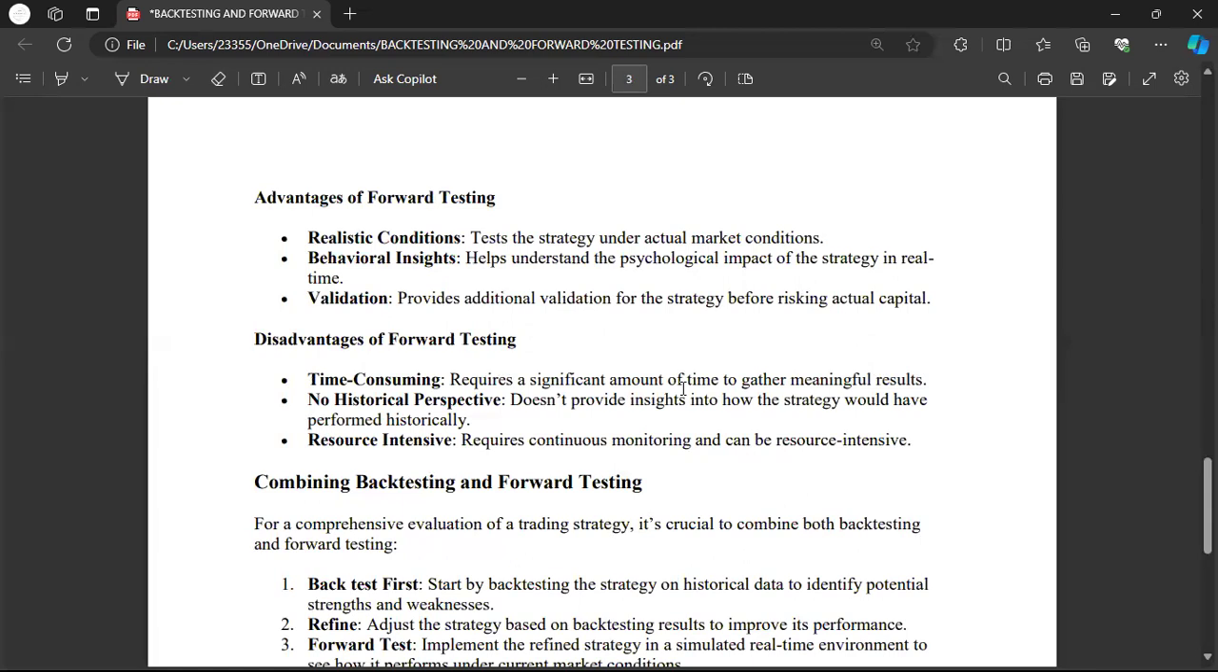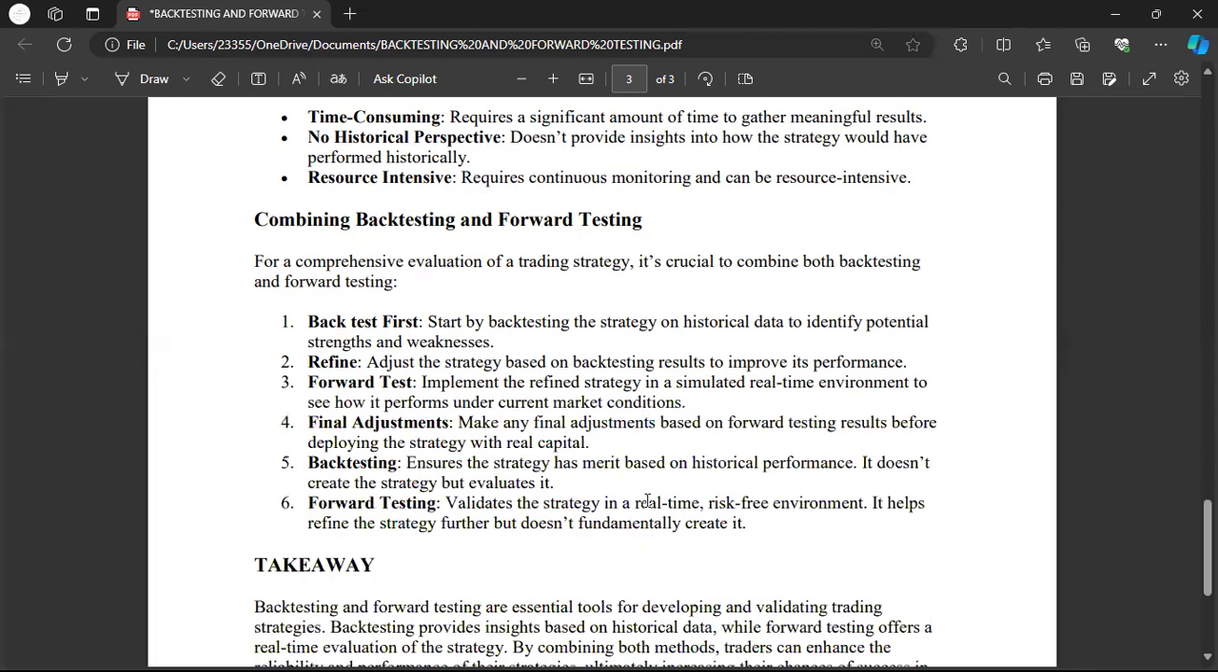And then, last but not least, it is resource intensive. It requires continuous monitoring and can be resource intensive, right? More time, you need more time to do this. Now let's combine these two. For a comprehensive evaluation of a trading strategy, it's crucial to combine both backtesting and forward testing. So it means that you can't do one and forgo the other.